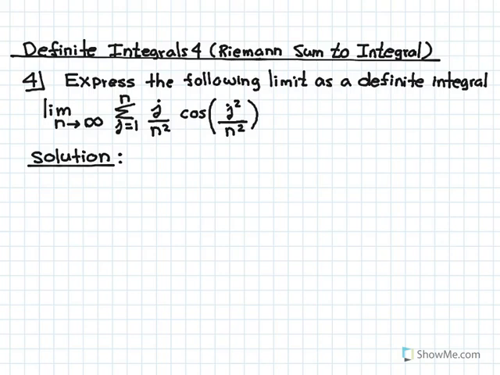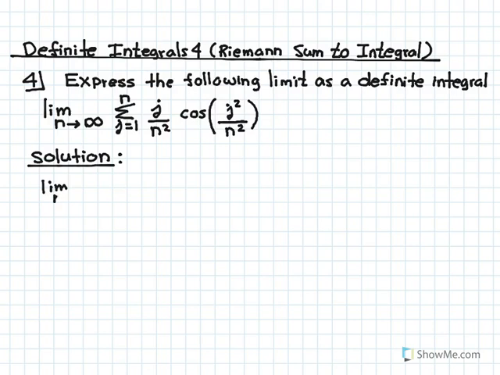In this video, we're going to transform a Riemann sum to an integral. Express the following limit as a definite integral: limit n goes to infinity, summation j goes from 1 to n, j over n squared, cosine of j squared over n squared. Let's start with the definition of the right-hand Riemann sum.